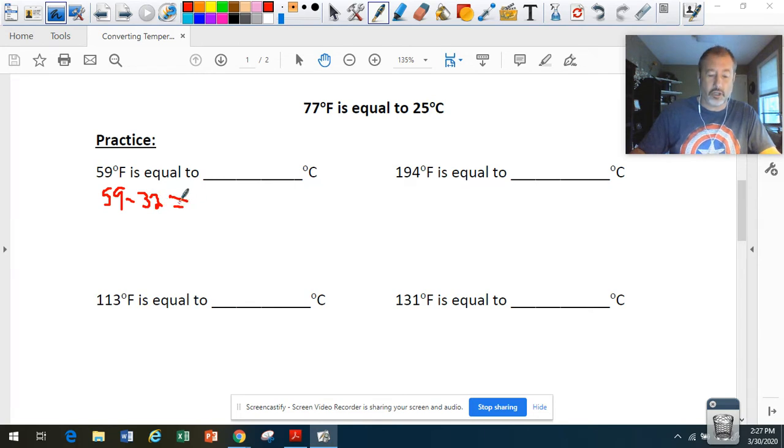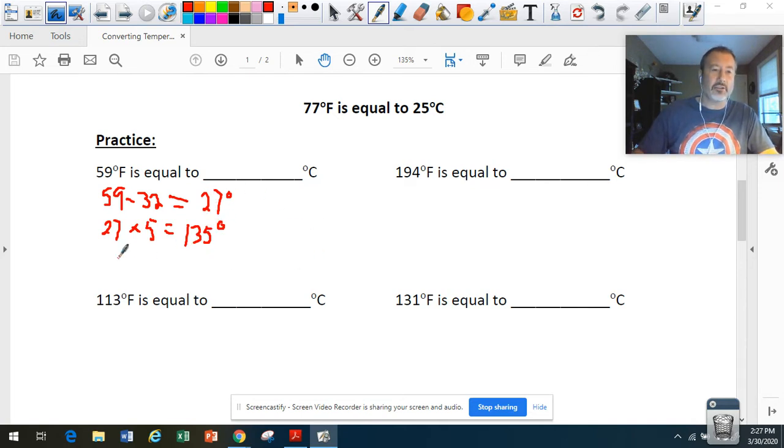When you do that on your calculator, you should get 27 degrees. Okay, so we got our 27 degrees here. Next step says, take that answer, 27 degrees, and multiply that times 5. So we multiply that times 5. Do that on your calculator, and you should get 135 degrees. Very good.